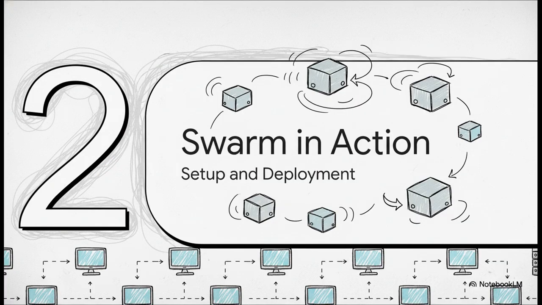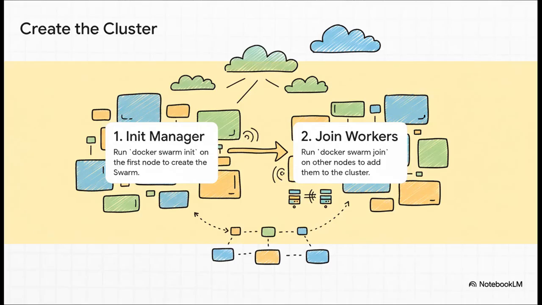Theory is all well and good, but let's actually see how this thing works in practice. I think you're going to be surprised at just how simple this is. Ready for some magic? Seriously, it is literally two commands. On your main machine, you just type docker swarm init. That's it. That machine is now a manager. It's going to spit out a join command with this special token.